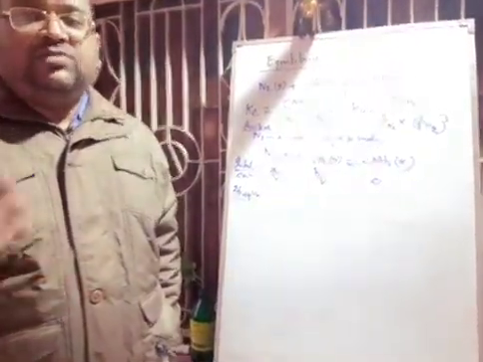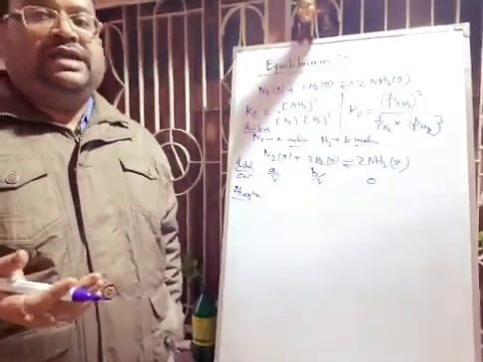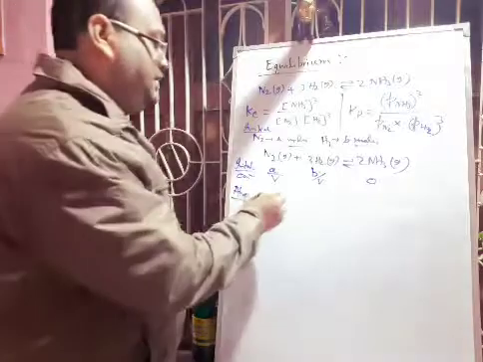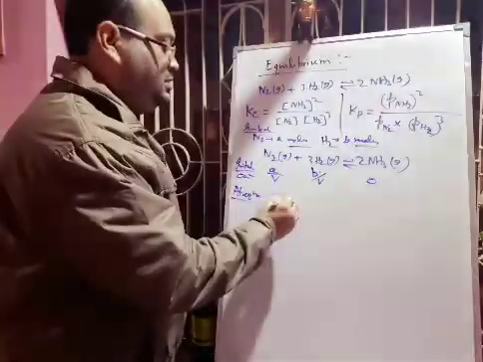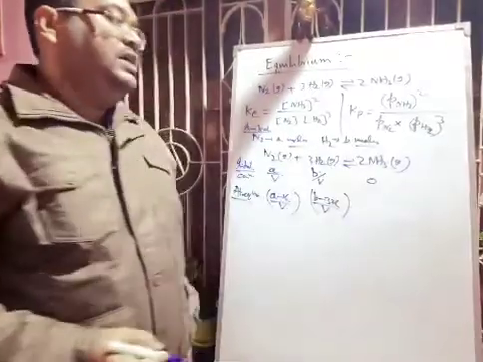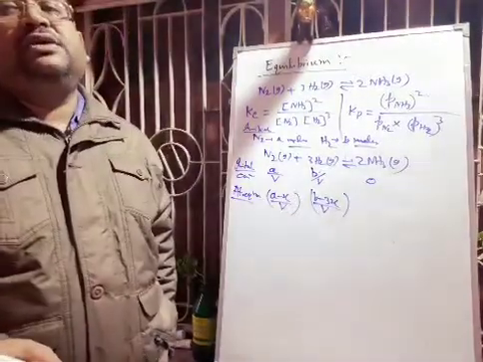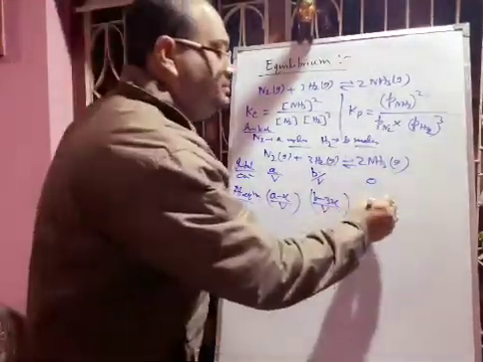Let us consider that X mole of nitrogen reacts with 3x mole of hydrogen. So here we can write A minus X by V, and this is B minus 3x by V, and the concentration of ammonia produced at equilibrium will be 2x by V.